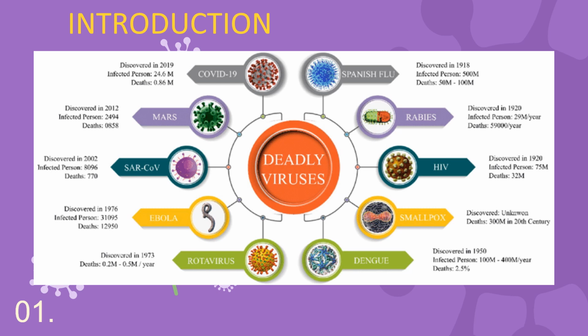According to a study in August 2020, here are the deadliest viruses over the last 100 years. And we can see through these numbers that we should not take viruses for granted because they can really infect and kill the human race. Take a look at the dengue virus: from 1950 it has already infected 100 million to 400 million people in a year and has a 2.5 percent mortality rate. Look at HIV: from 1920 it has already infected 75 million people, and out of these 75 million, 32 million have died.